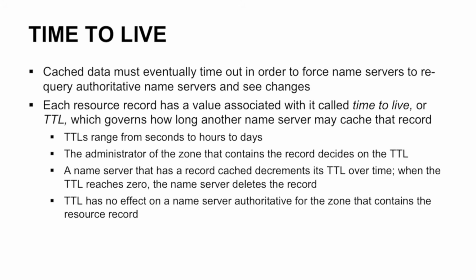The name server caches a record and decrements its TTL over time. Once the TTL reaches 0, the name server deletes the record. Keep in mind that the TTL doesn't have any effect on a name server that's authoritative for the zone that contains the resource record. It doesn't decrement the TTL. Only name servers that cache that record do.